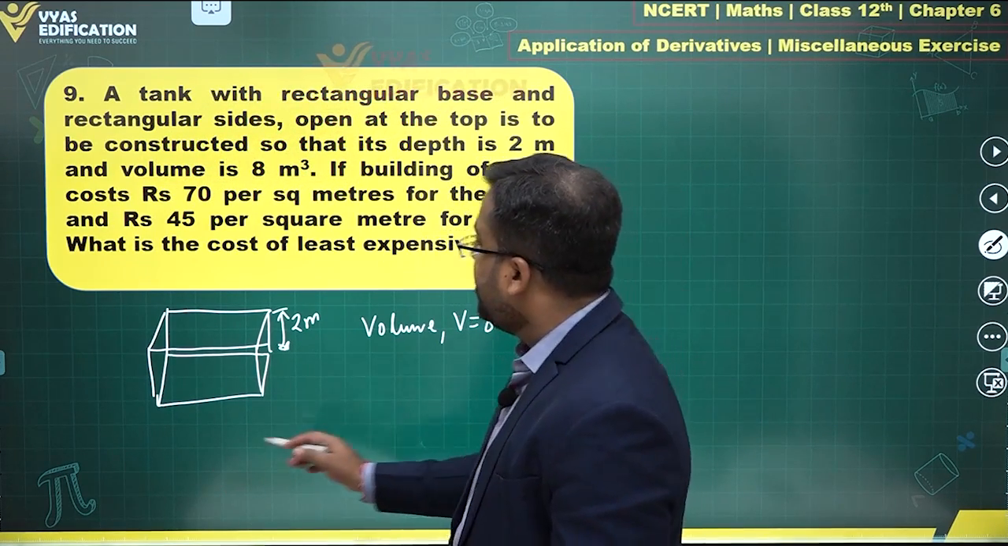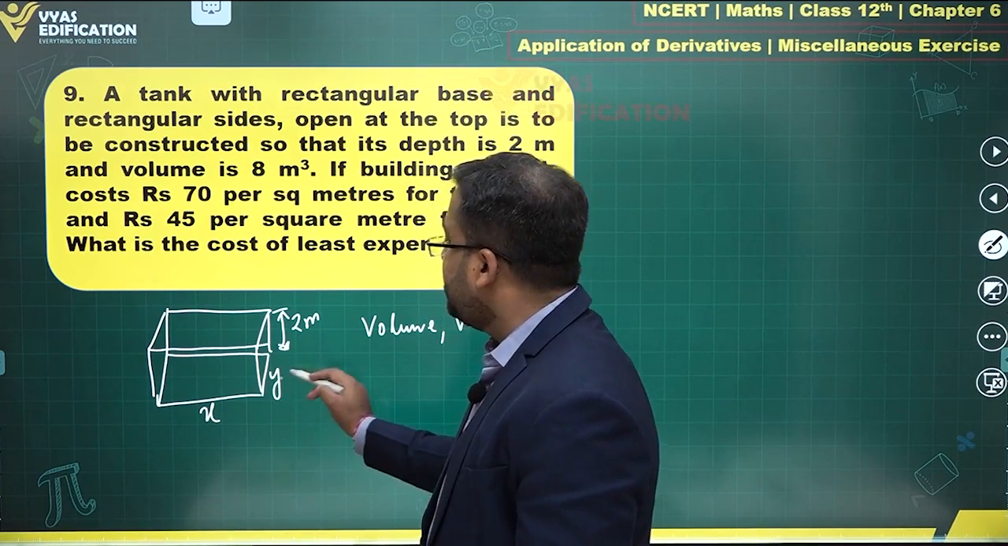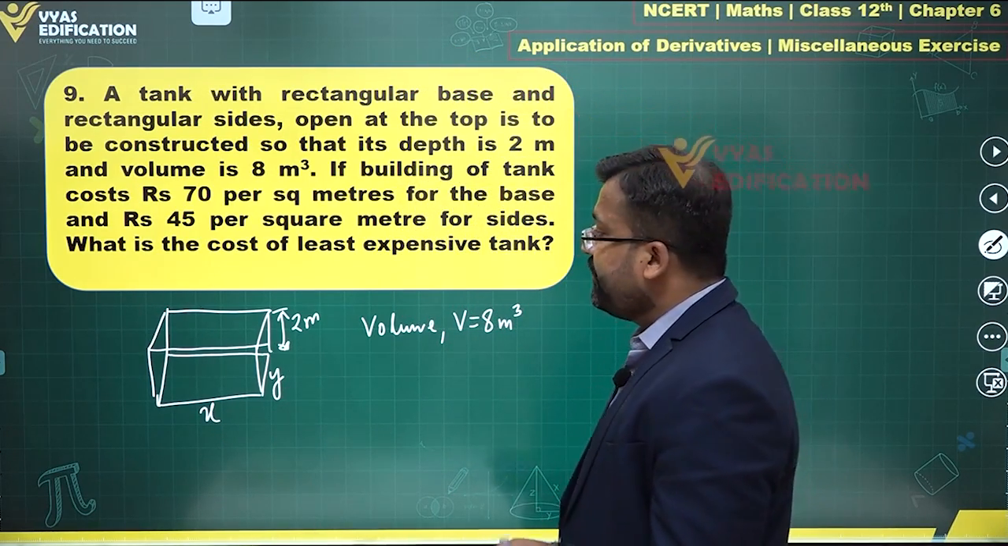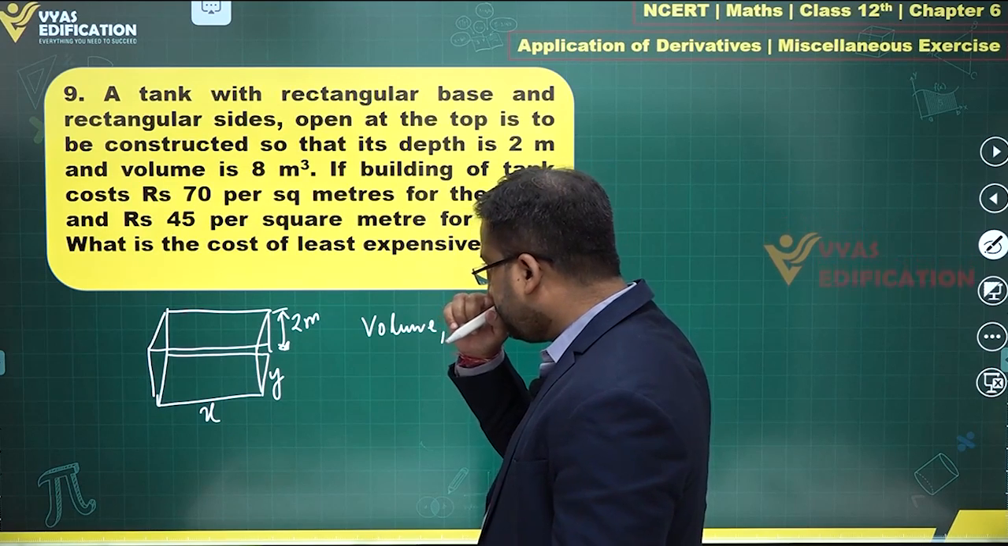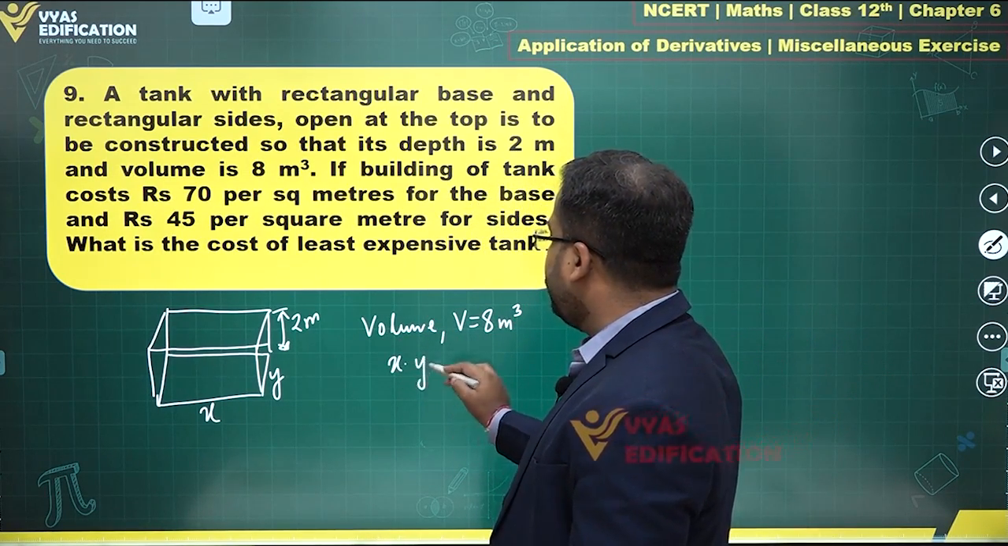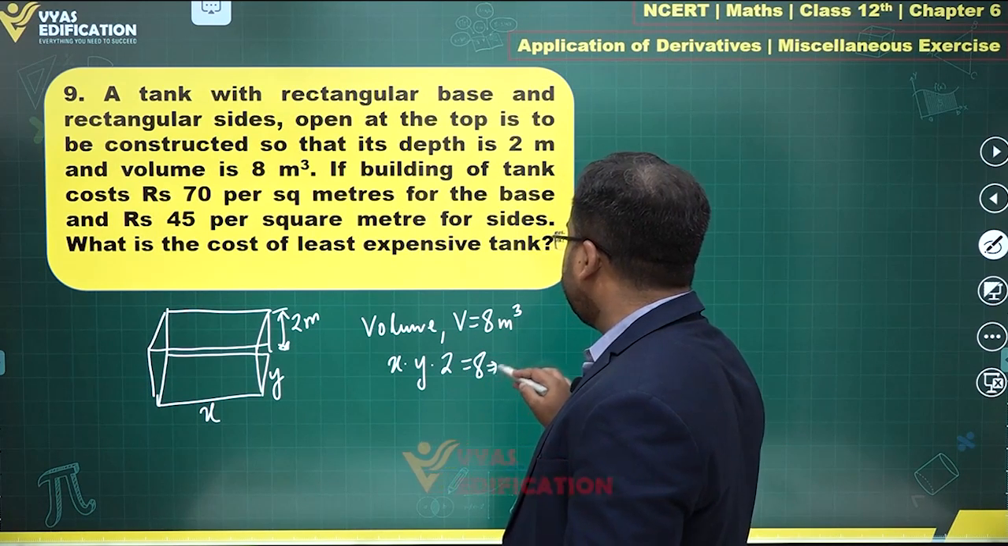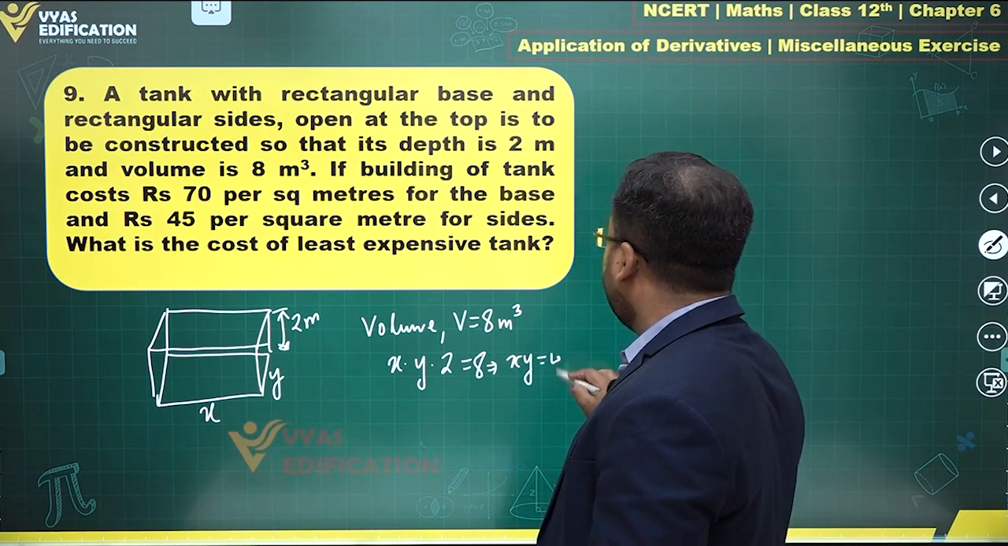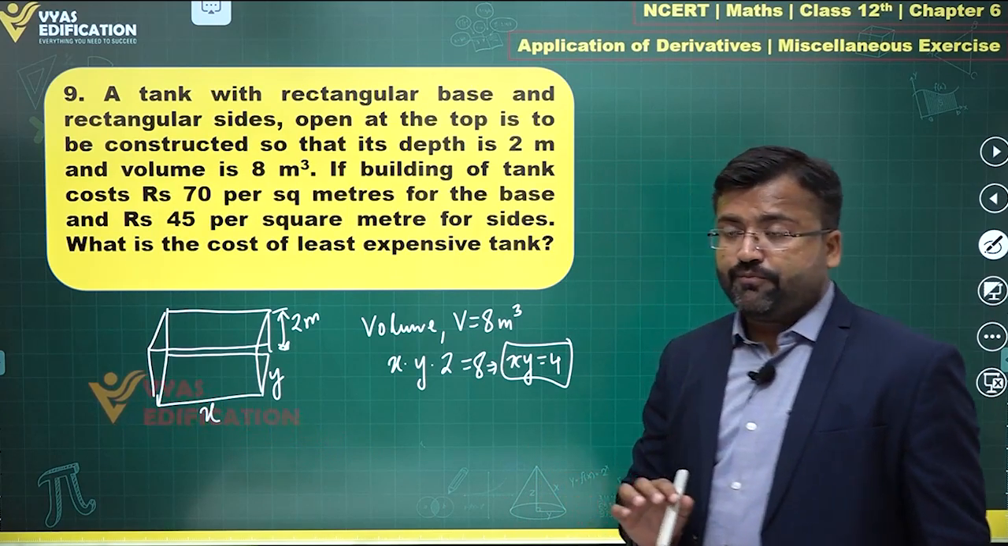Let's analyze that. If this length is x, and this width is y over here, what we'll have is x times y times 2 is equal to 8, which tells me that xy, the product, is equal to 4. That's one thing that we know, right?